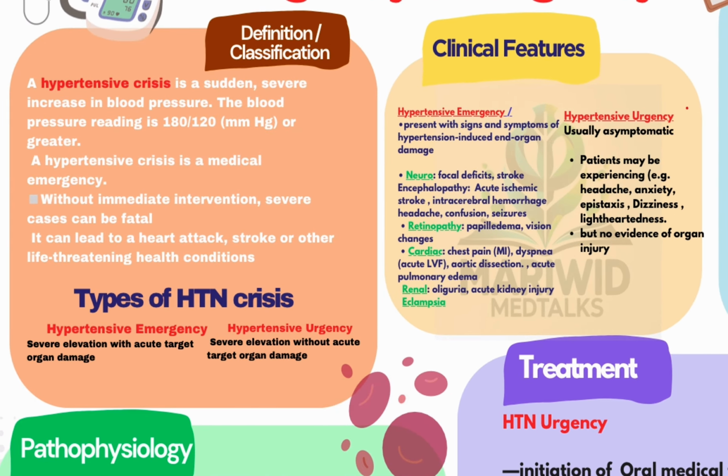Hypertensive crisis is defined as a sudden, severe increase in blood pressure, with a reading of more than 180 systolic over 180 diastolic. Hypertensive crisis is considered a medical emergency. Without immediate intervention, severe cases can be fatal. It can lead to heart attack, stroke, or other life-threatening health conditions.